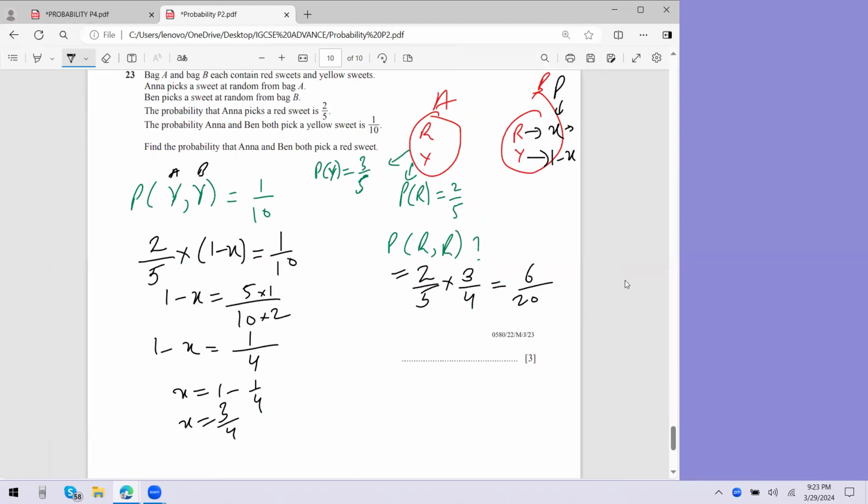Just a second. The answer is 1 over 3, so I need an 18 in the denominator. So just let me check one time. Please wait.